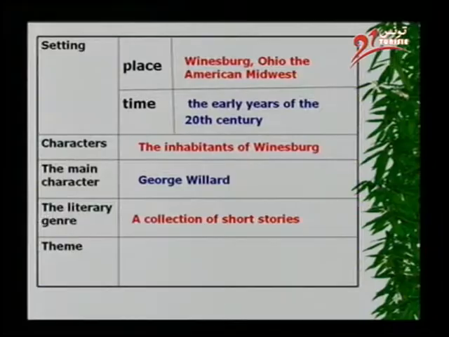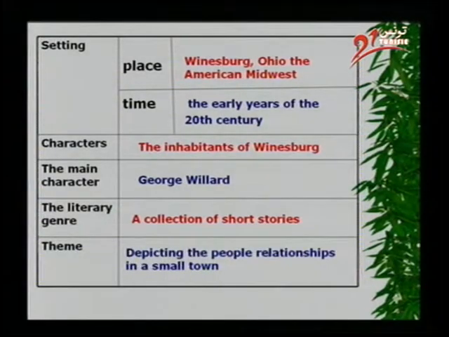Now, the literary genre. Winesburg, Ohio, we notice here it is a collection of short stories. And all of these pieces of information exist in the back cover of the book. When it is a collection of short stories, you might decide, well, it's not a novel that might be long, and I might not have time to read all the novel. When it is short stories, I might focus on one or two. If it pleases me, I go on. If not, I choose another story.